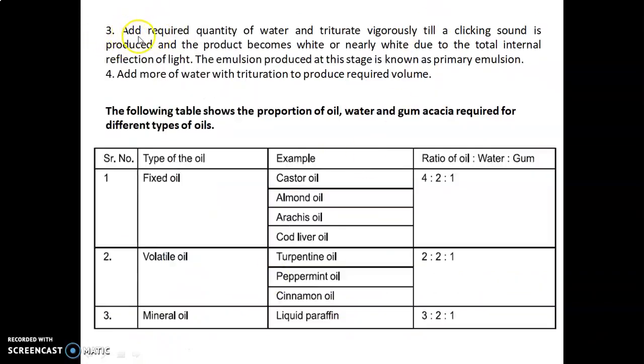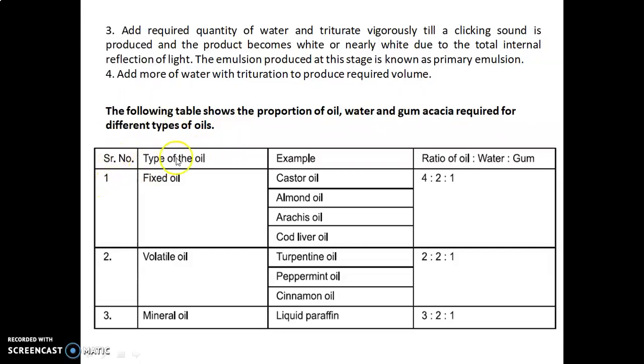Then third, add the required quantity of water and triturate vigorously till a clicking sound is produced and the product becomes white or nearly white due to the total internal reflection of light. The emulsion produced at this stage is known as the primary emulsion. Then fourth, add more water with trituration to produce the required volume. The following table shows the proportion of oil, water, and gum acacia required for different types of oils.